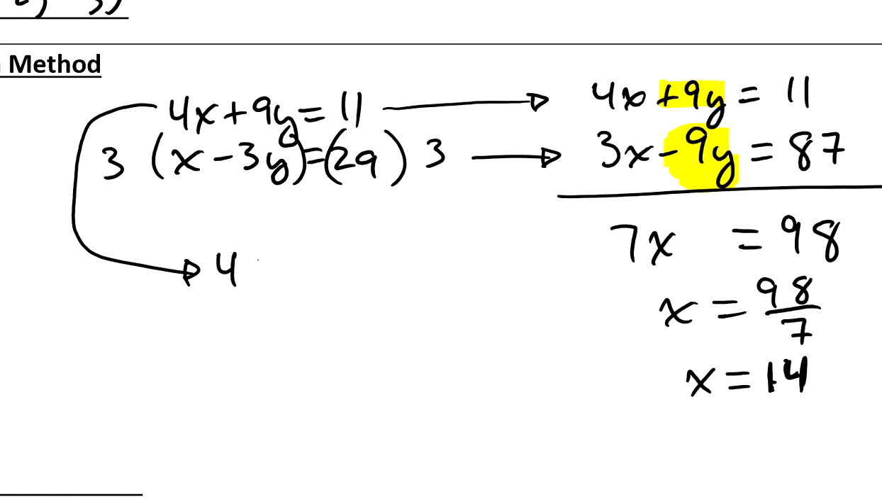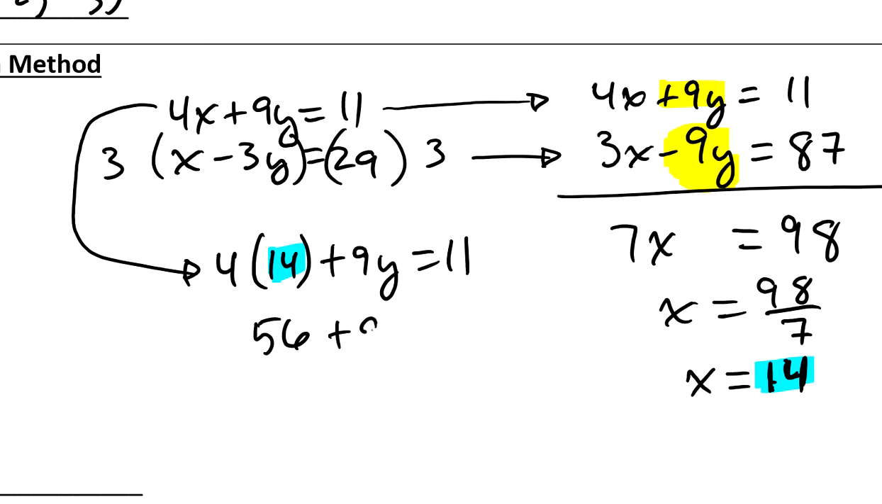So I've got 4 times x. Again, we just found x to be the number 14, so I'm placing it there. Plus 9y equals 11. 4 times 14 is 56. Plus 9y is 11. Now to subtract 56 from both sides, 11 minus 56 is negative 45.